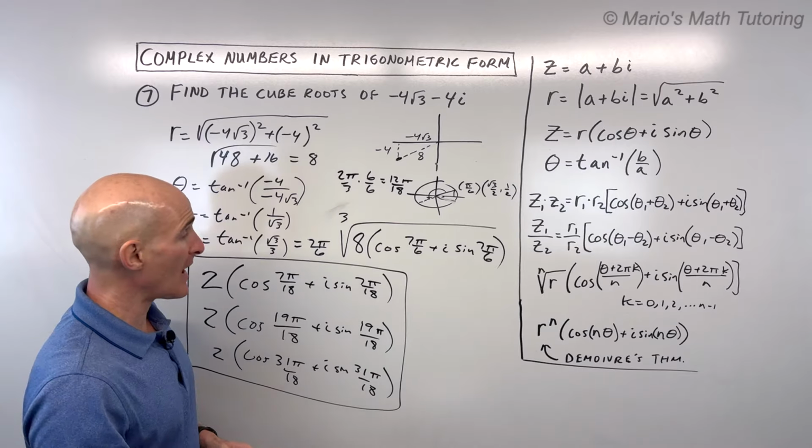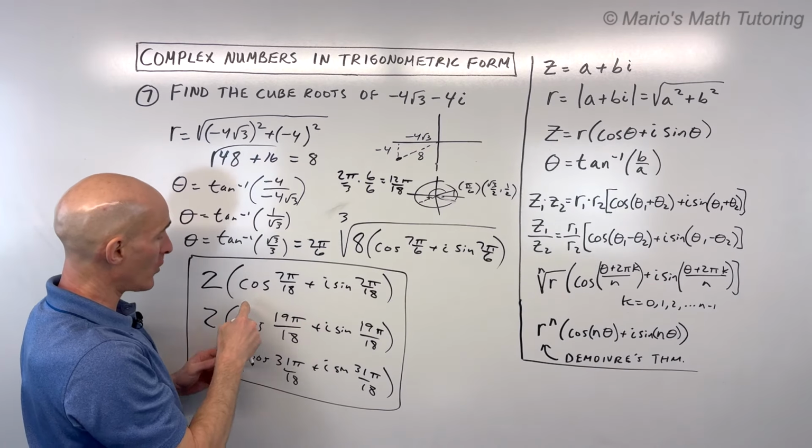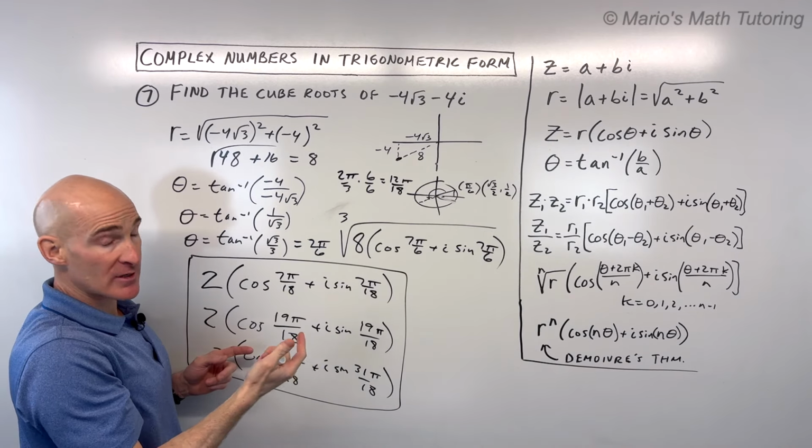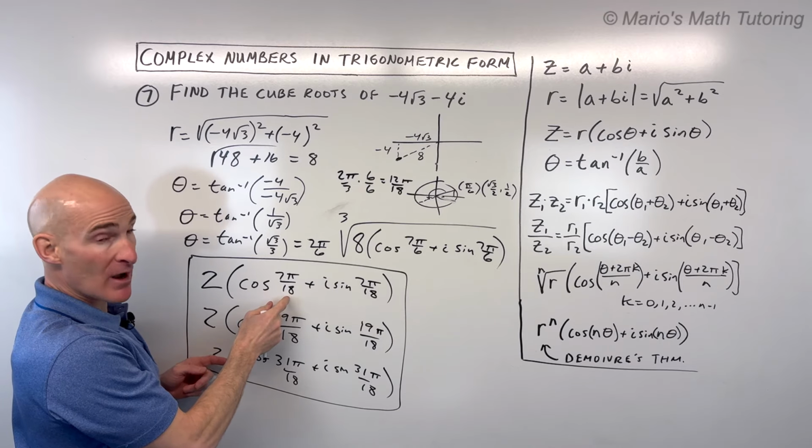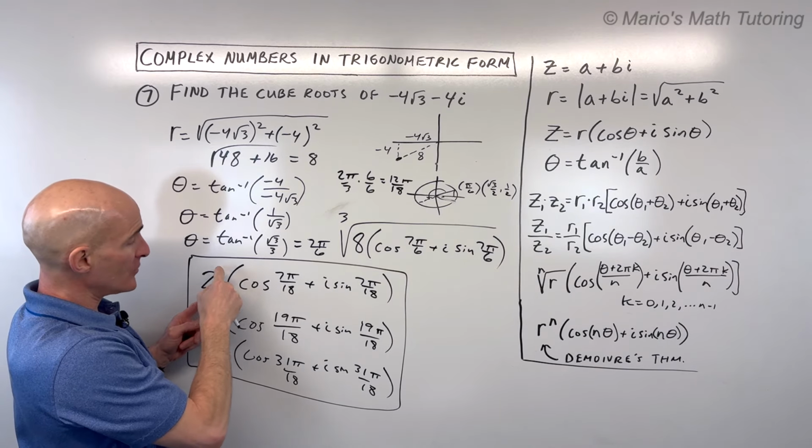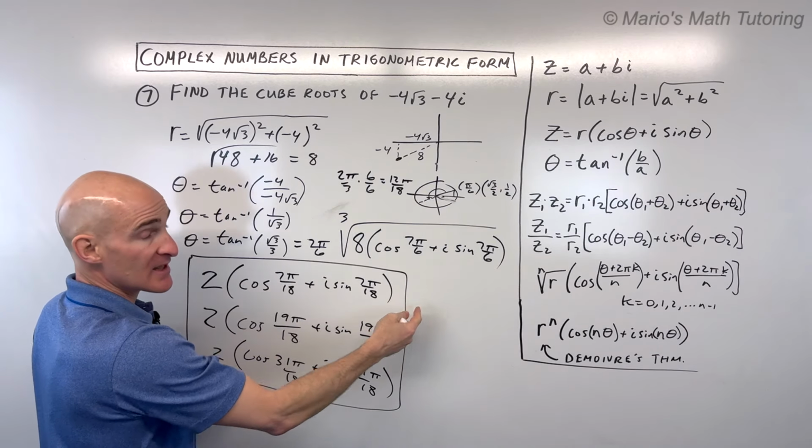Now, if you want to put it back into the standard form, the a plus bi form, this part you'll have to do on your calculator most likely, because you probably don't know these angles from the unit circle. Then you're going to distribute the 2 and put it into the a plus bi form.